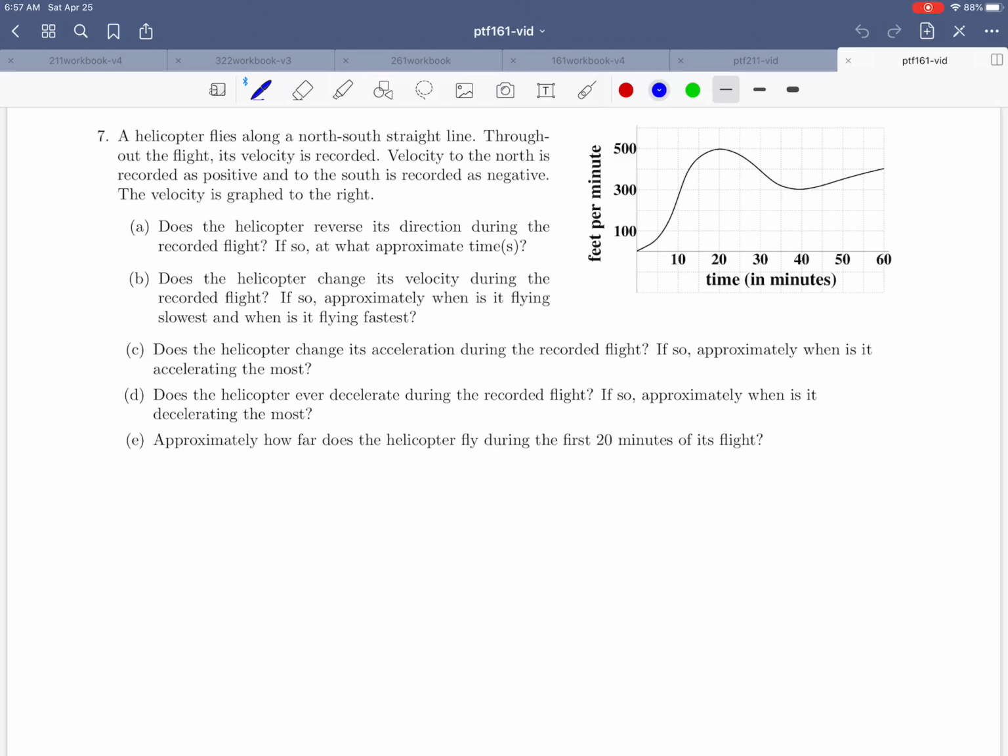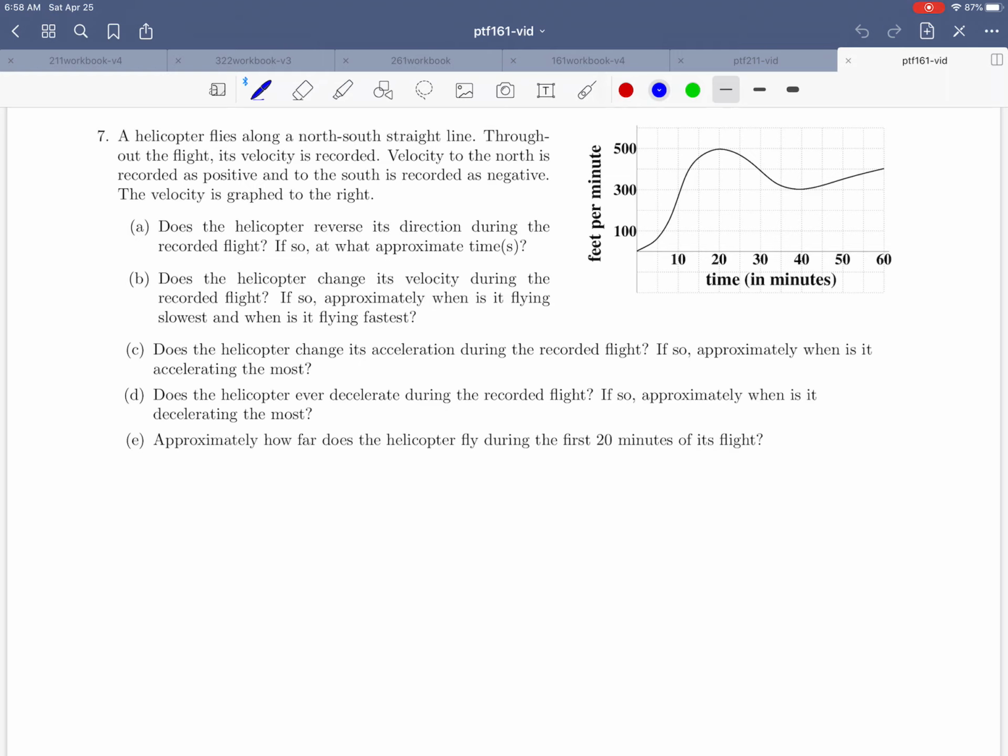Hello everybody, and welcome to exercise 7. In this exercise we're going to be talking about distance, velocity, and acceleration in the context of an applied problem. This is going to be a nice opportunity to think about those three concepts again and to reflect how they're related to each other through rates of change.